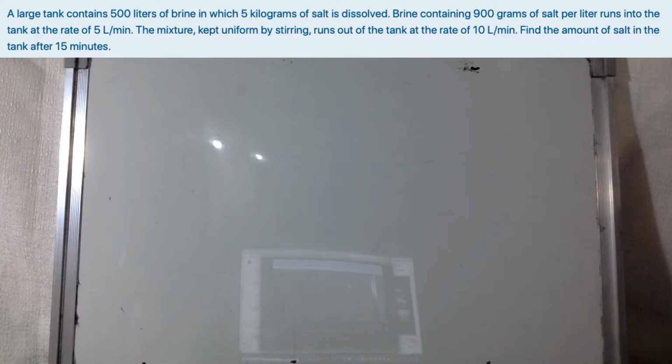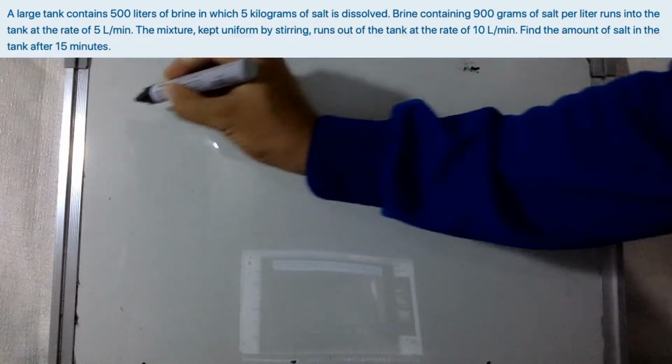A large tank contains 500 liters of brine in which 5 kilograms of salt is dissolved. Brine containing 900 grams of salt per liter runs into the tank at the rate of 5 liters per minute. The mixture, kept uniform by stirring, runs out of the tank at the rate of 10 liters per minute. Find the amount of salt in the tank after 15 minutes. Okay, so what we're going to do is to write the given first.